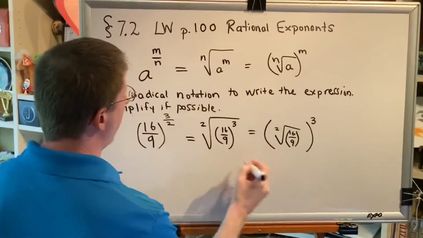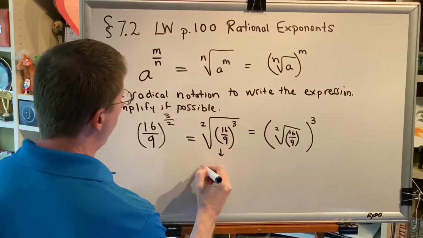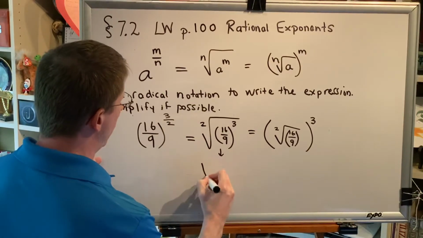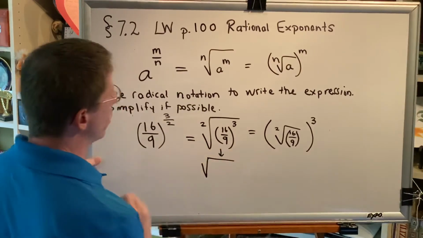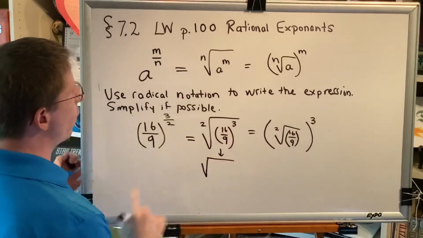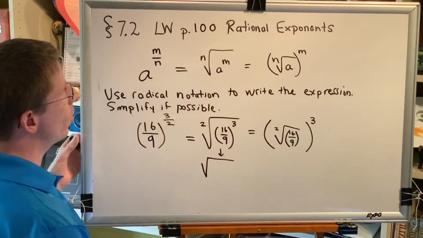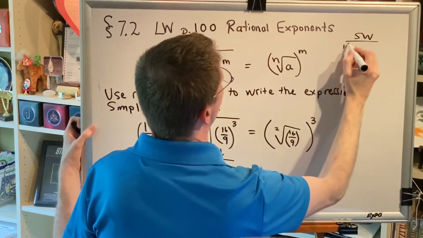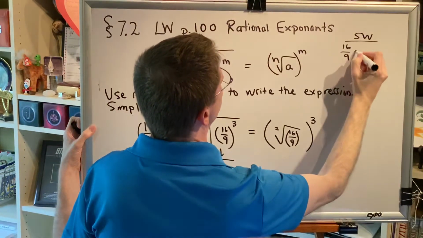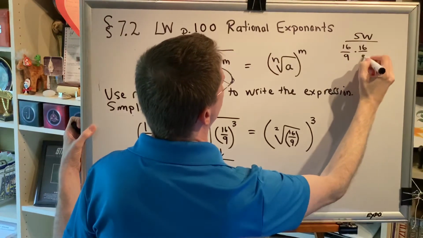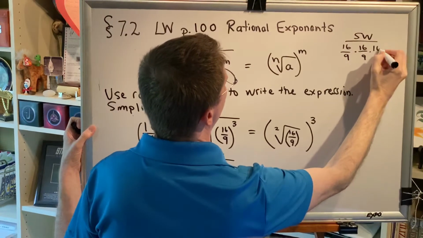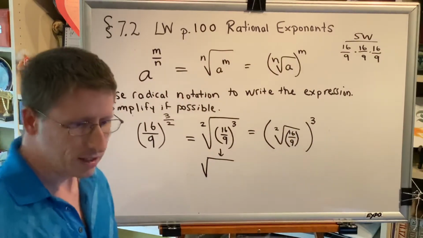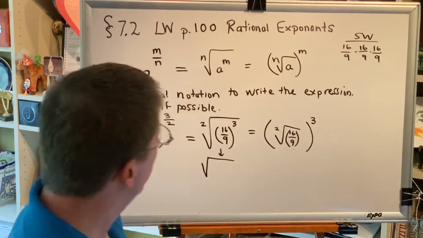If I were to simplify each one of these things, I would follow order of operations. So first of all, this is a square root, and I'm simply going to drop the 2 now that we're moving on to simplifying. 16/9 cubed. Well, I can do that in my side workspace. 16/9 cubed is the same thing as 16/9 times another 16/9 times another 16/9. Let's see if we can work that out together.